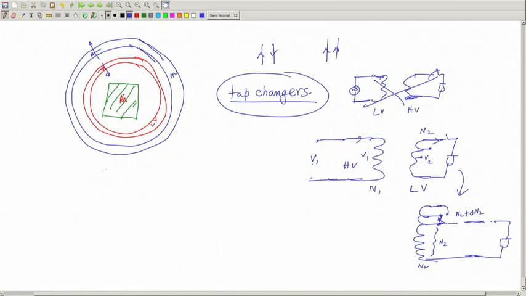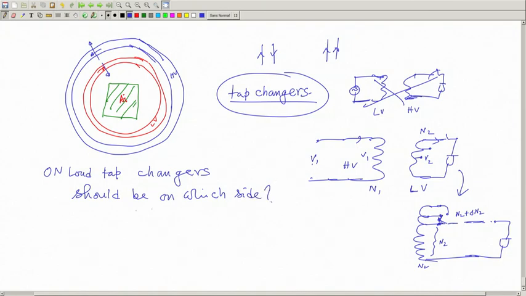But the question I am putting is, where should the on load tap changers be? On which side should they be? Should I connect them on the HV side or LV side? For example, while explaining the things I have shown it on the LV side. Is it a good idea?